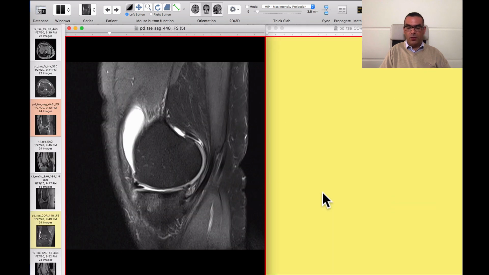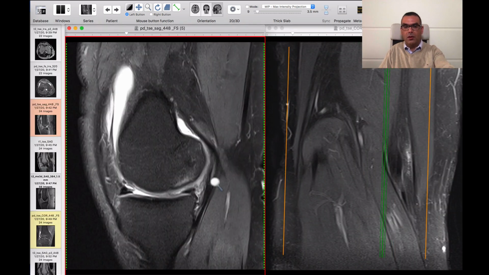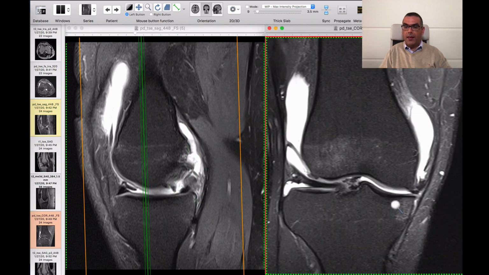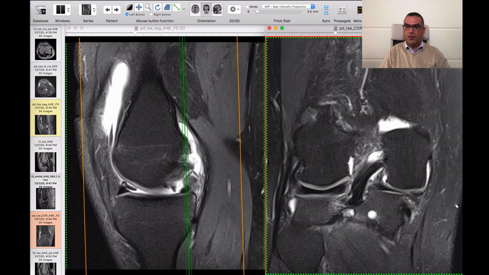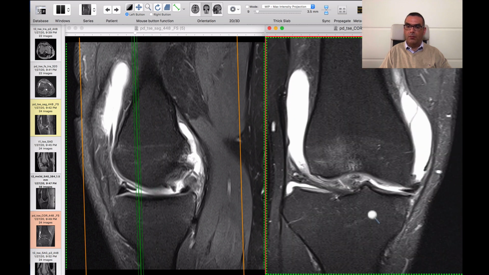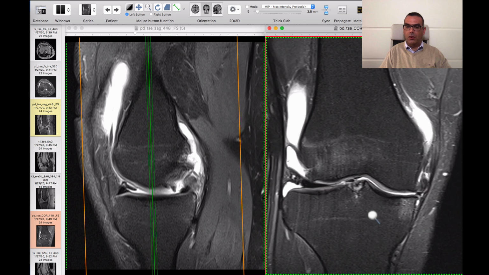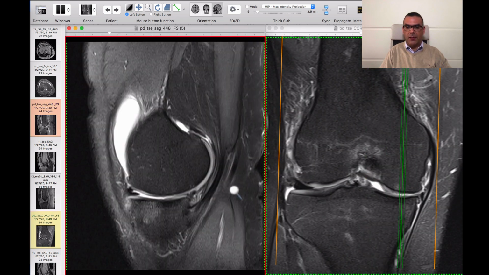This guy also gave a history of a previous operation several years ago for medial meniscal tear. This is a 40 years old male with a previous history of a meniscectomy, but now you can see there is definite pathological changes at the medial side. So let's take it step by step.